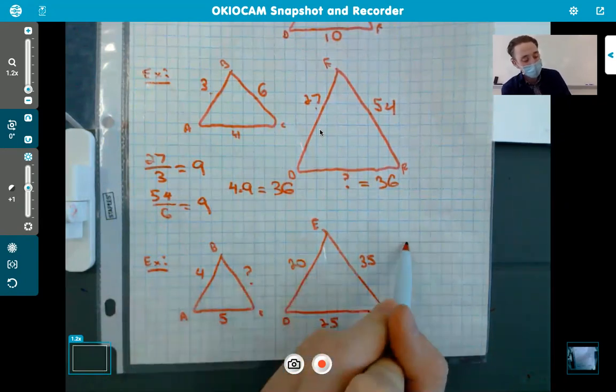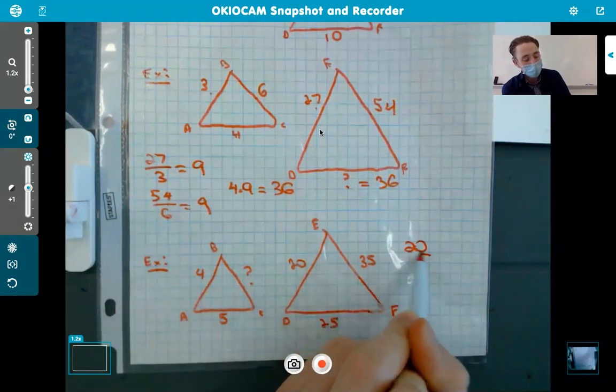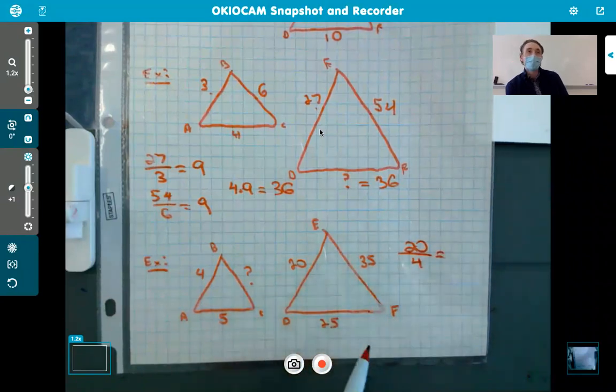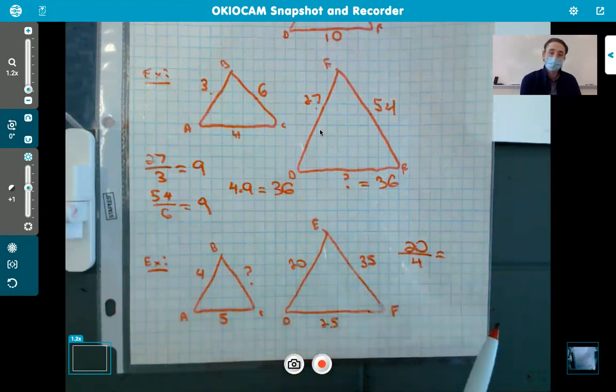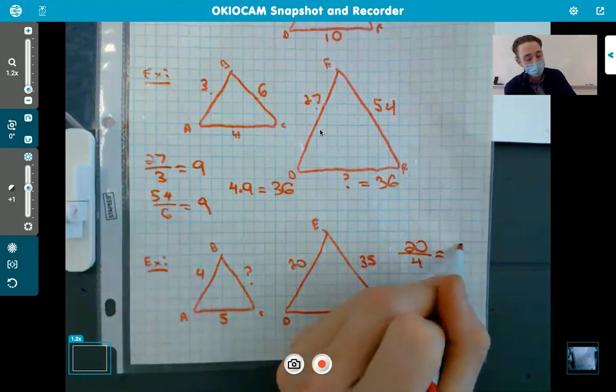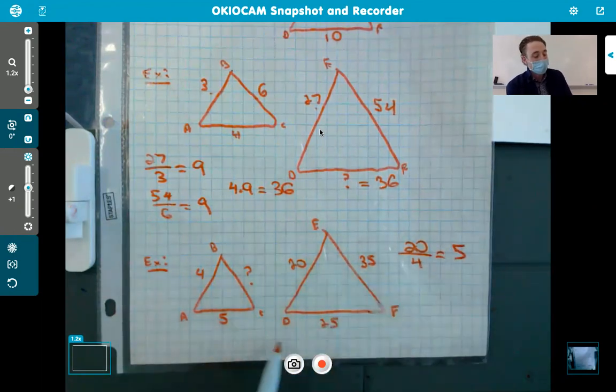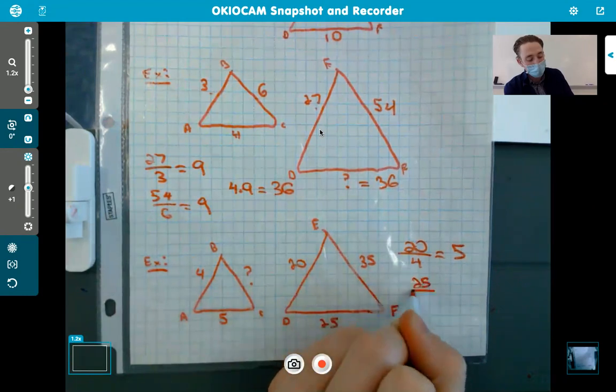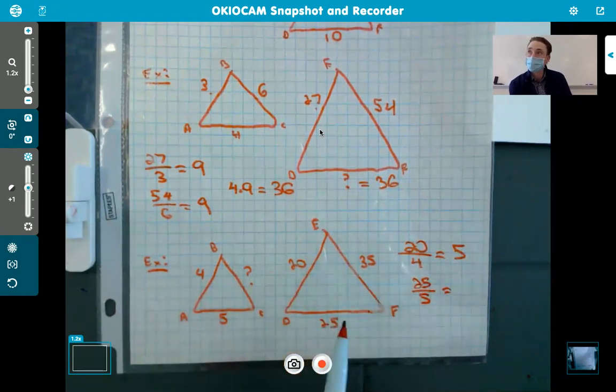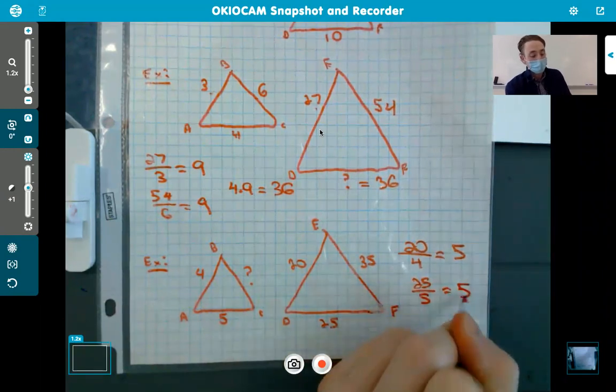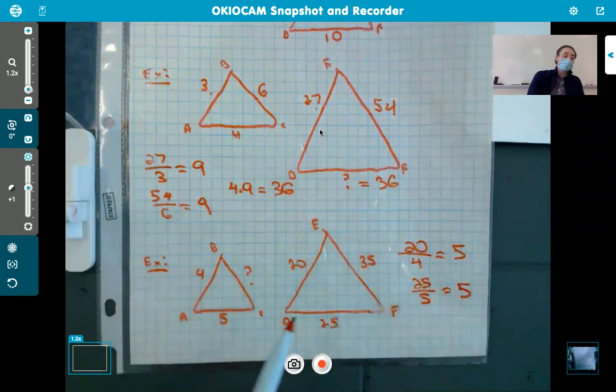20 divided by 4 gives me what? What's 20 divided by 4? 5, right? Good. 25 divided by 5 gives me what? 5. Right? They're all similar, so they should all have the same ratio.